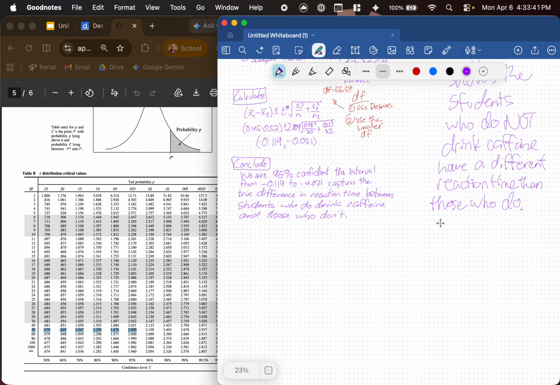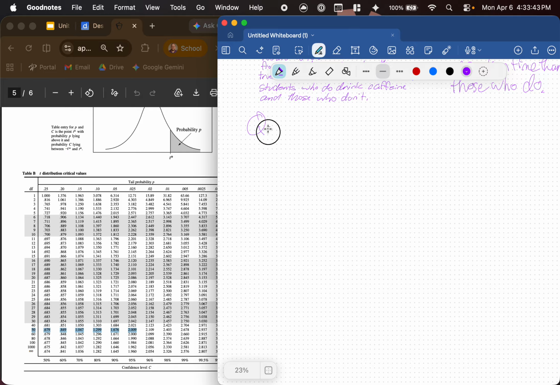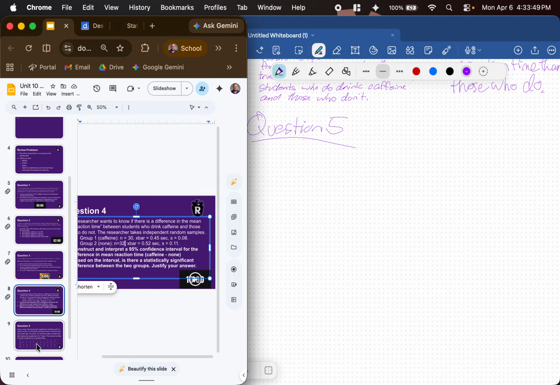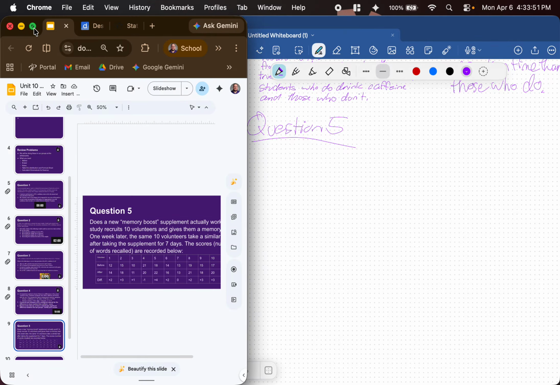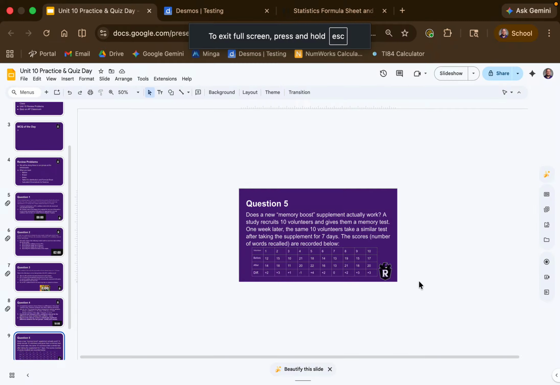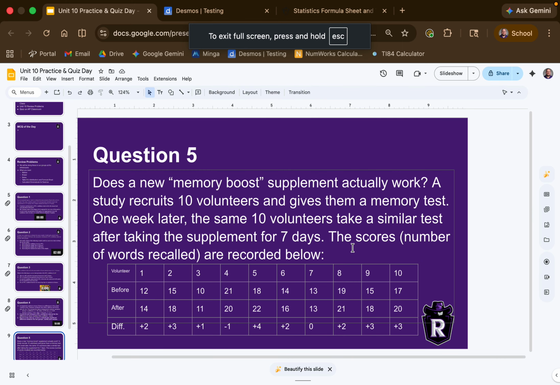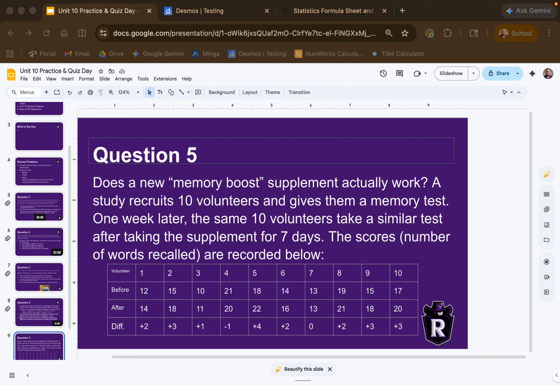Okay, last question here. Let's look at question 5. Probably going to be another constructing. Let's go ahead and look at it. Does a new memory boost supplement actually work? A study recruits 10 volunteers and gives them a memory test. 1 week later, the same volunteers take a similar test after taking the supplement for 7 days. The scores, which is done via the number of words remembered, are recorded below.